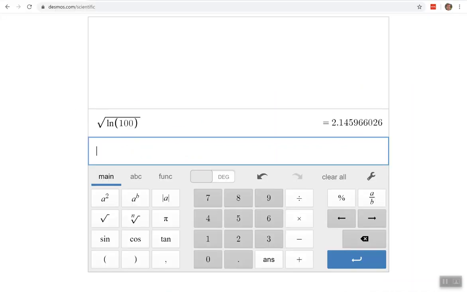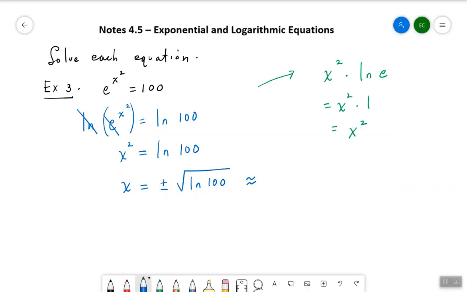If we look at the calculator, I've already typed it in. The square root of the natural log of 100 is 2.146. To 3 decimal places, we'll round it off. We'll get 2.146. So plus or minus 2.146, and we're done.